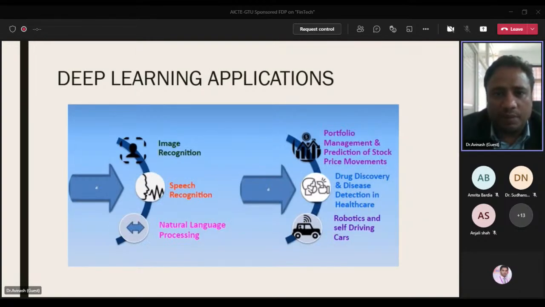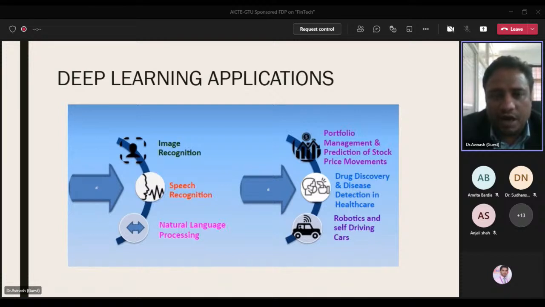So these are the deep learning applications. Okay, we have image recognition, speech recognition, and natural language processing. These are the 3 different types of applications. Okay, and then further we can say portfolio management and prediction of stock price movement, then drug discovery and disease detection in healthcare, then robotics and self-driving cars are also applications of the deep learning approach. Okay, in image recognition, we can easily identify images.